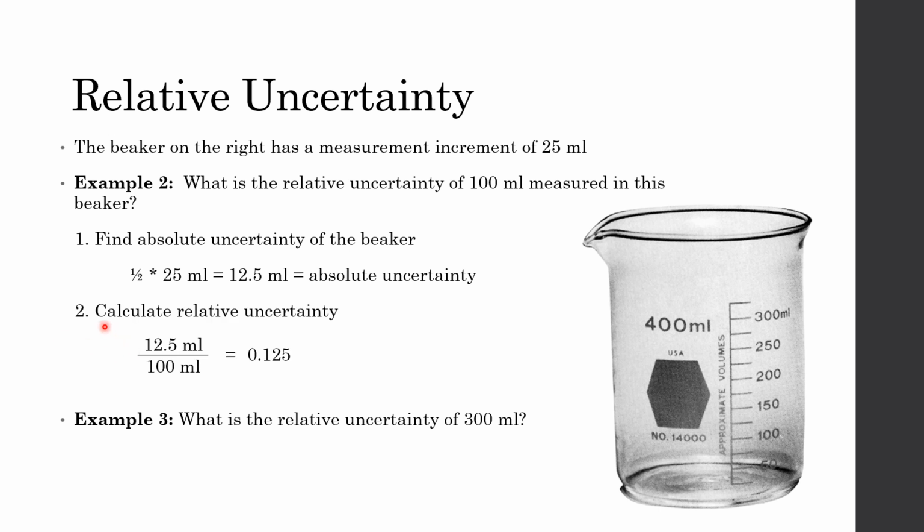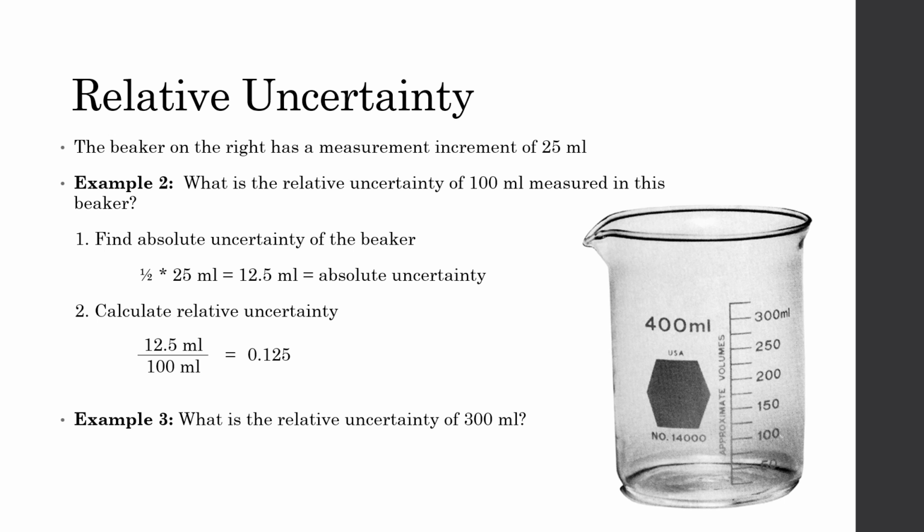The next thing that we want to do is calculate our relative uncertainty. So we take our absolute uncertainty, which is 12.5 milliliters, and we divide it by our measurement, which is 100 milliliters, and we get 0.125. That is our relative uncertainty. Now you can see it's unitless because milliliters cancels with milliliters, and so this is our answer.